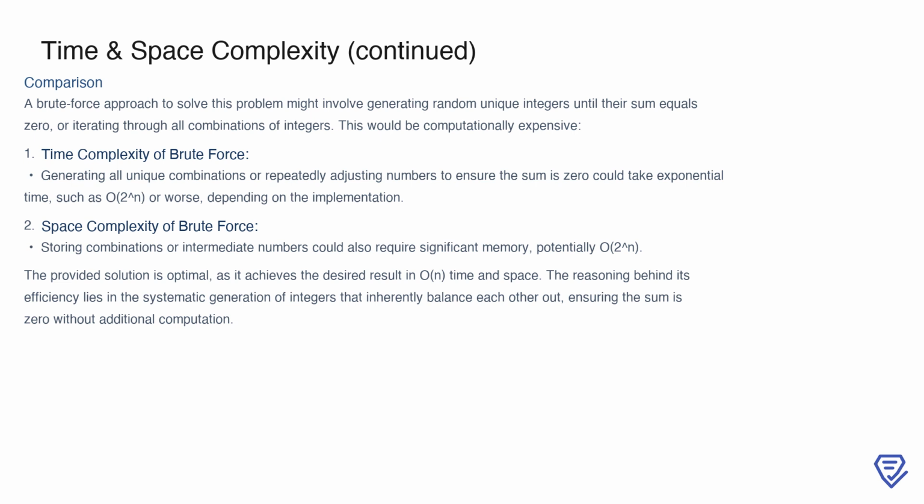Additionally, the memory required to store combinations or intermediate values in a brute force method could also grow exponentially, leading to a space complexity of O(2^n). In contrast, the current solution avoids these inefficiencies by systematically generating integers that inherently cancel each other out, achieving the desired result in O(n) time and space. This makes it both optimal and elegant.